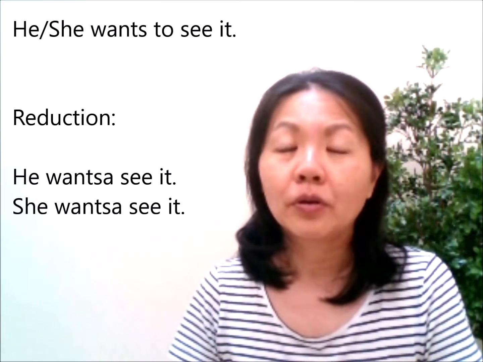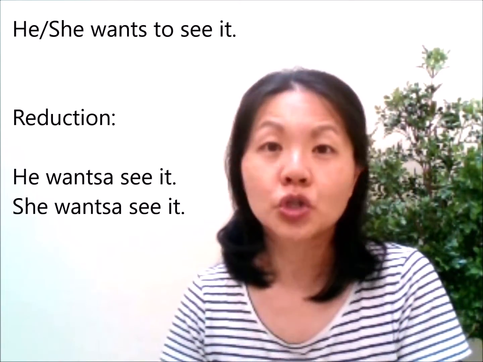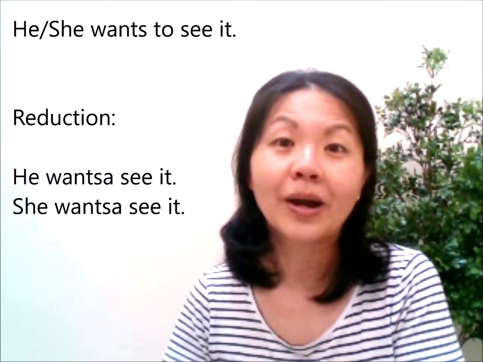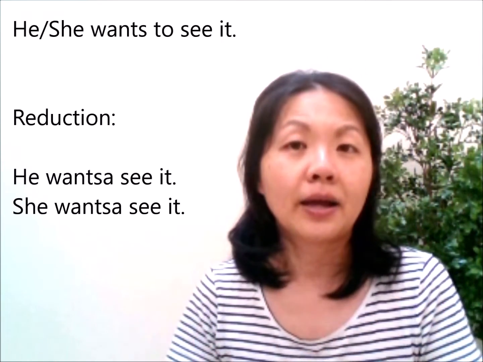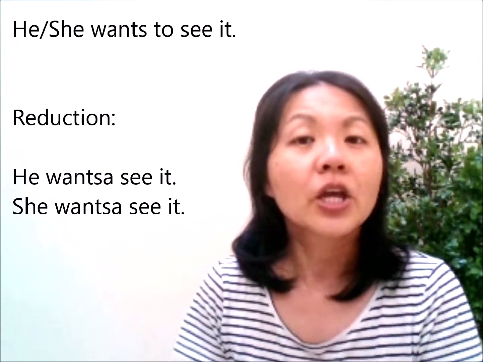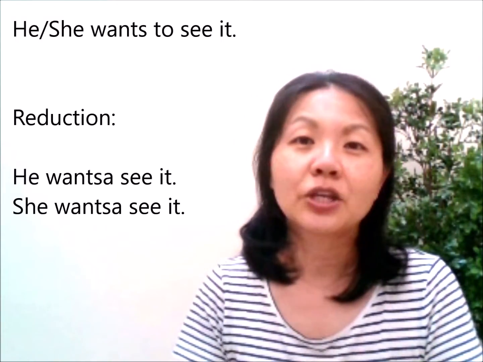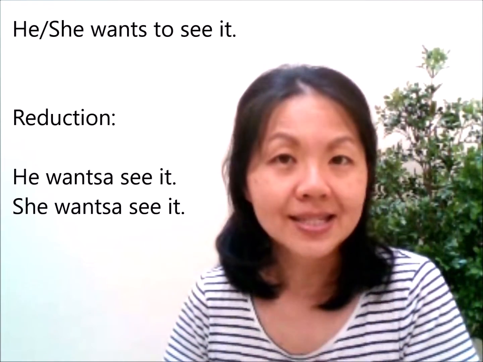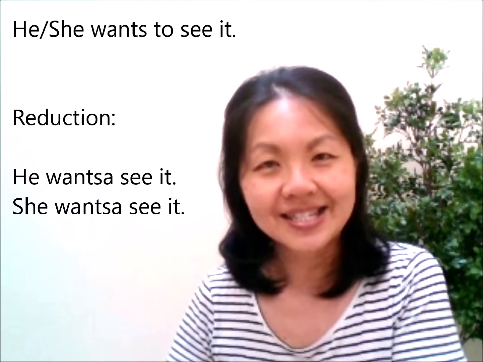So for example, the full sentence here would be he wants to see it, right? Or she wants to see it. We're adding the S to the verb because it's a third person present simple form. So here, when we reduce it, you got to make sure that you get that st in there. He wants to see it. Okay? She wants to see it.